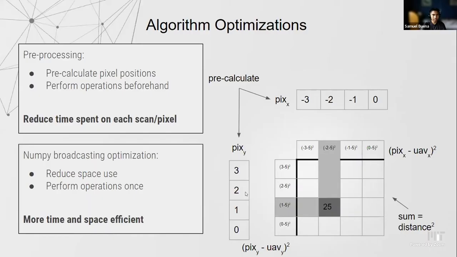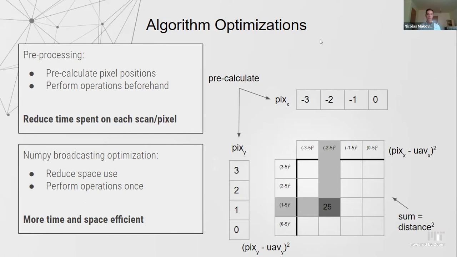Like all the other groups, we heavily optimized our algorithm using the NumPy library. We were able to optimize it even more using pre-processing. So we pre-calculate all the pixel positions based on image window and resolution, as you can see here in the column and the row on the right. We also try to perform as many operations as possible beforehand, and this reduces the amount of time spent on each pixel, which greatly improves efficiency considering the amount of scan data and pixels we have to process.